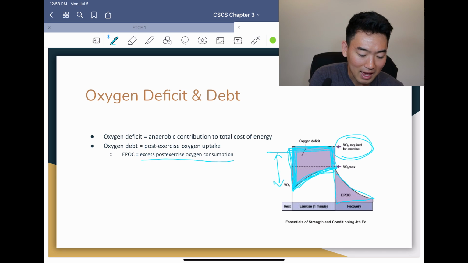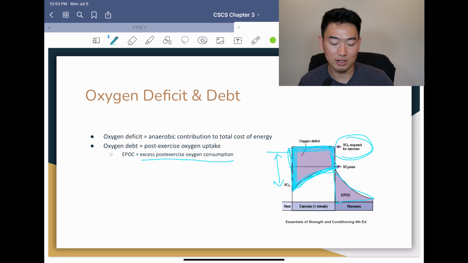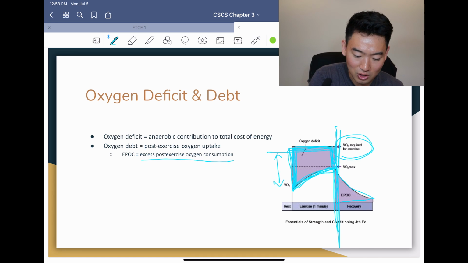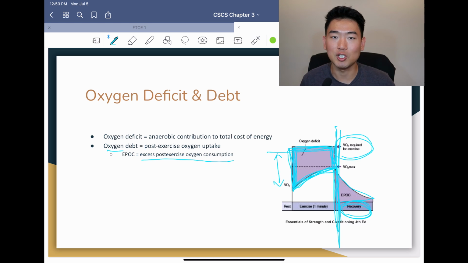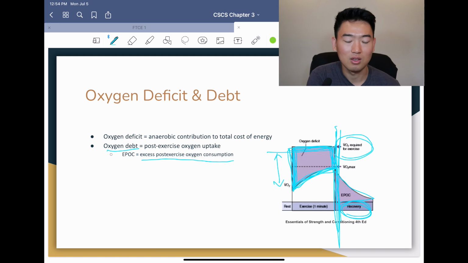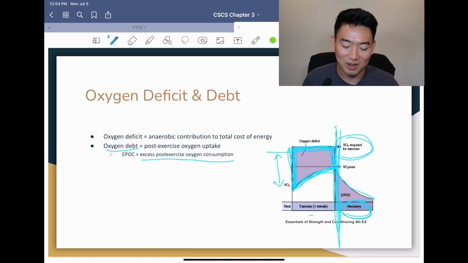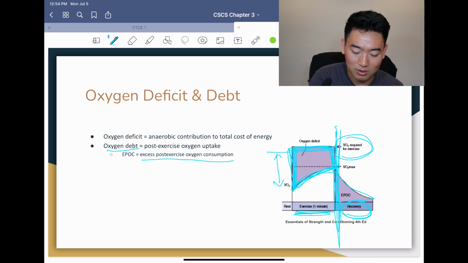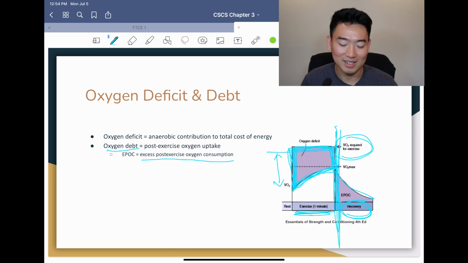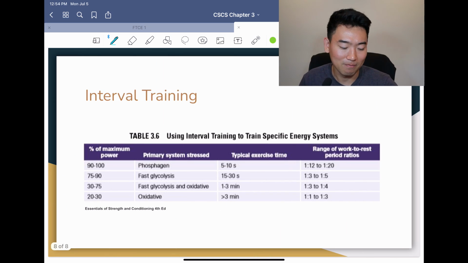And so EPOC is excess post-exercise oxygen consumption, meaning this is the debt that we have to pay back after we're done with our exercise here. So technically this is the recovery phase, but because we have the oxygen debt, we're still paying the oxygen back. Like, I have to pay the bank money with interest for my loans even after I'm done with school, or exercise. And so that's what this chart is all about.